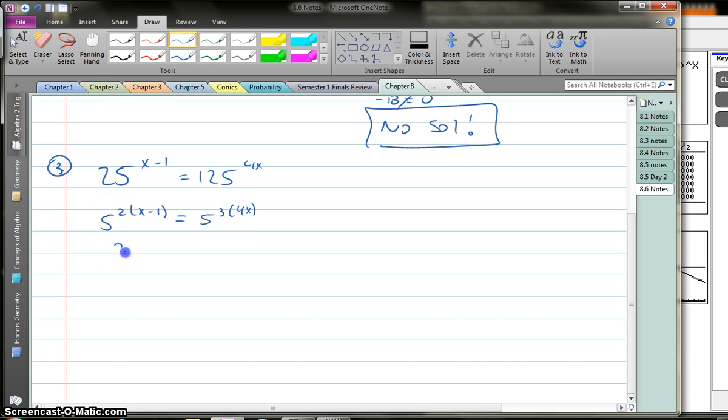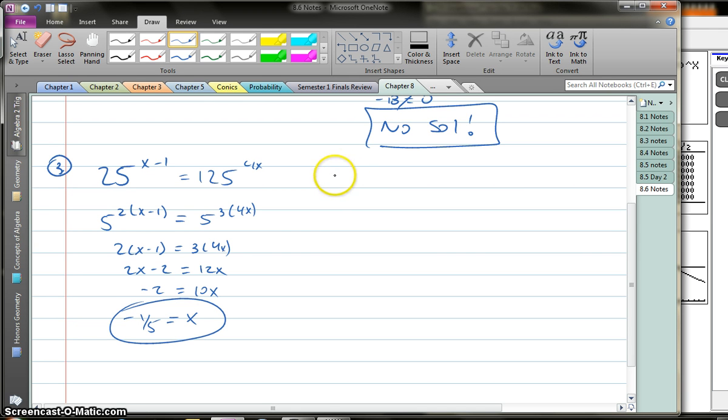Your bases are the same, so your exponents are equal. So I have 2x minus 2 equal to 12x. Subtract your 2x. Negative 2 equals 10x. Divide both sides by 10, and x is negative 1/5. Alright, not so bad.